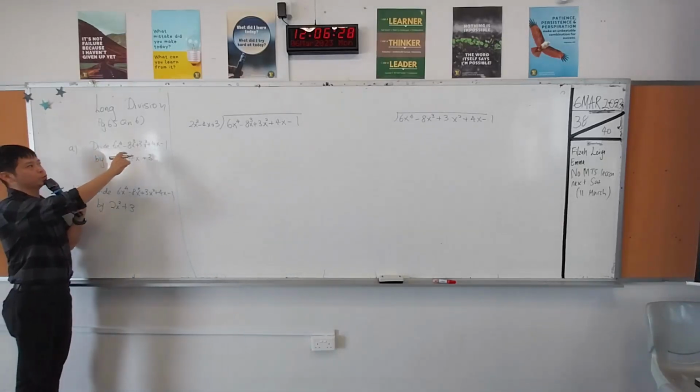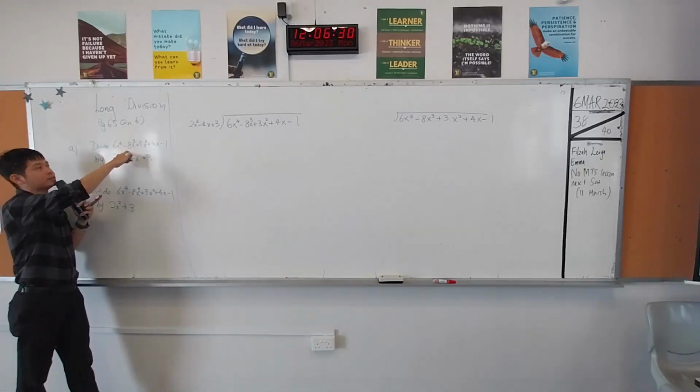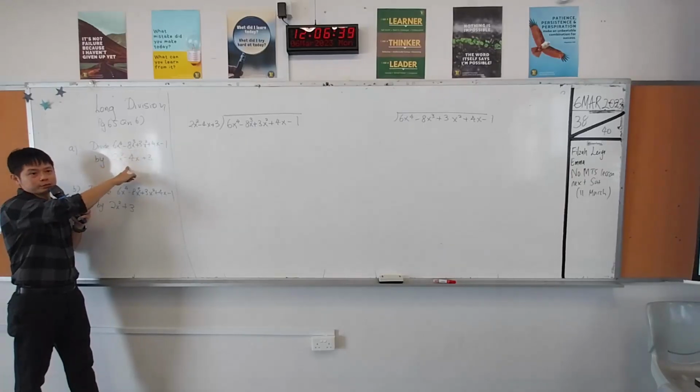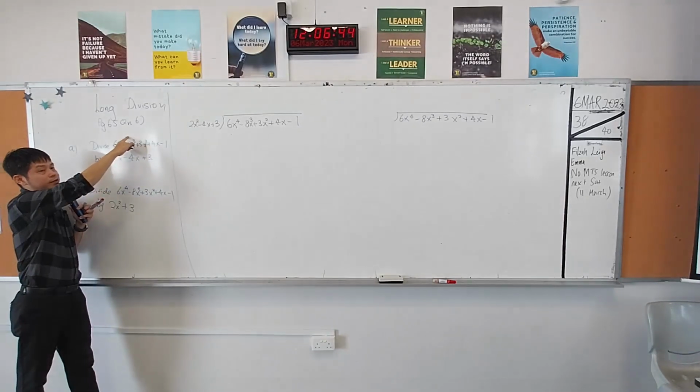So in this question, we are going to divide this. What's the degree of this polynomial? 4. And then we are going to divide by this. So this is the divisor, and this is the dividend.